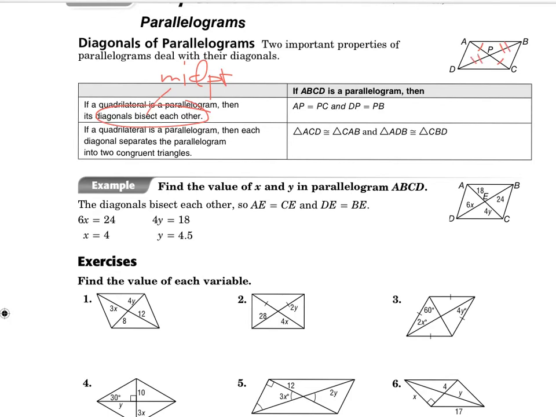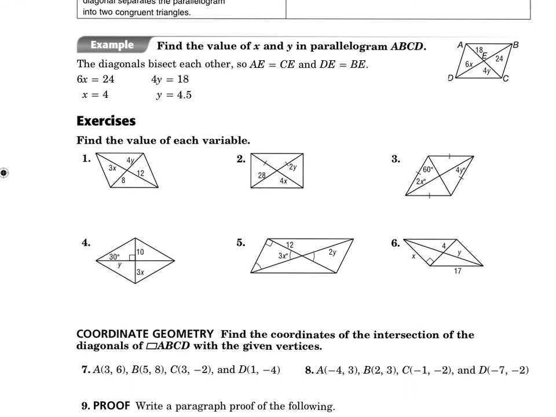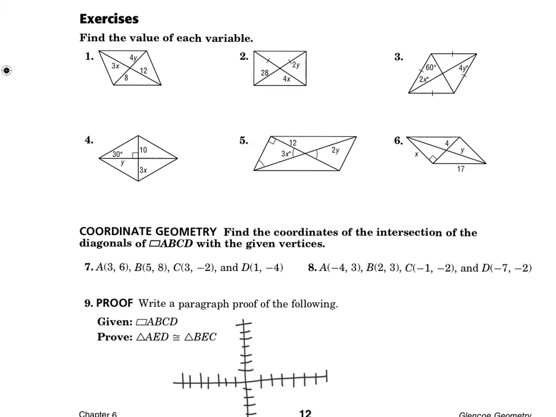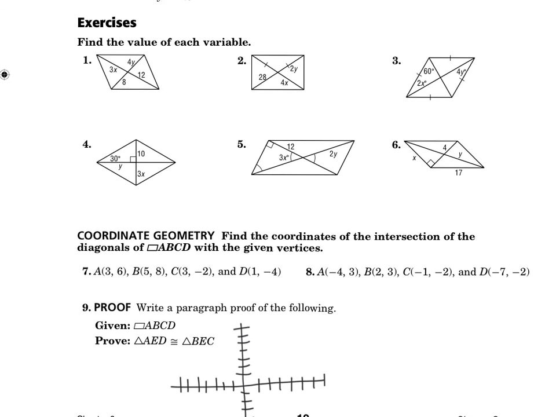That second part, creating congruent triangles, is easy to prove, but we're not writing proofs here, so we don't need to worry about that too much. What I need to do is just solve a couple equations here.